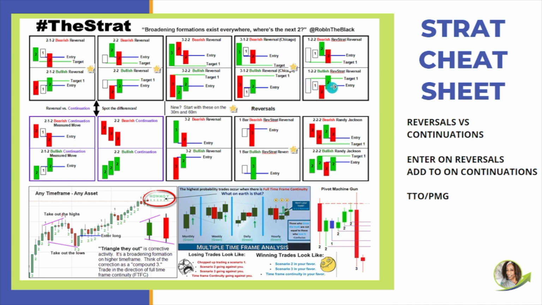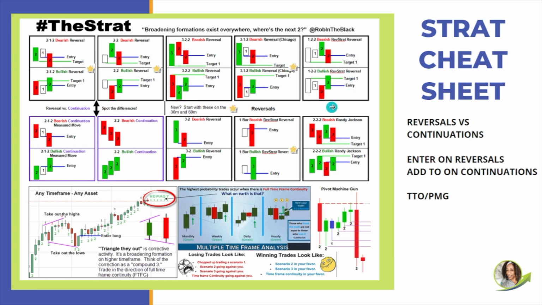Okay, so that is a Rev Strat corrective activity that gives you a little bit more range. I actually really came to like this. I wasn't paying attention to it as much, but when it plays out, it's actually a nice range that it can go, instead of just targeting the previous candle.